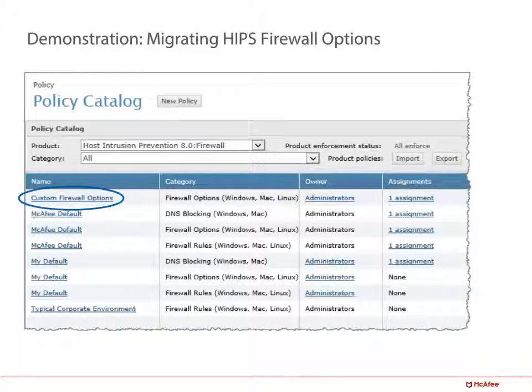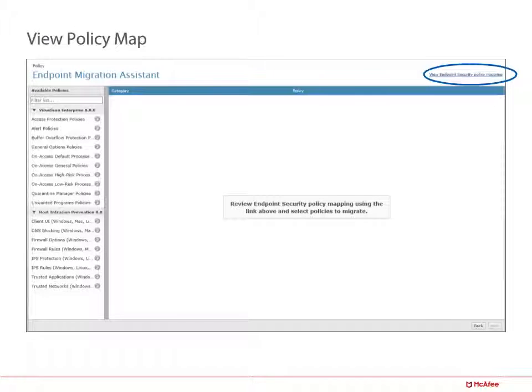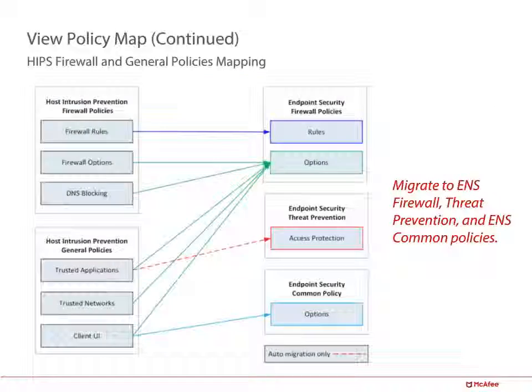In this demonstration, we're going to migrate the host intrusion prevention firewall options. Once again, you select your mode and what objects you want to migrate. Is it the policies or the client tasks? In this section we're selecting policies. The next step is to view your policy map. So once again, this is where I would select the firewall options and the firewall rules policies that I actually want to migrate.